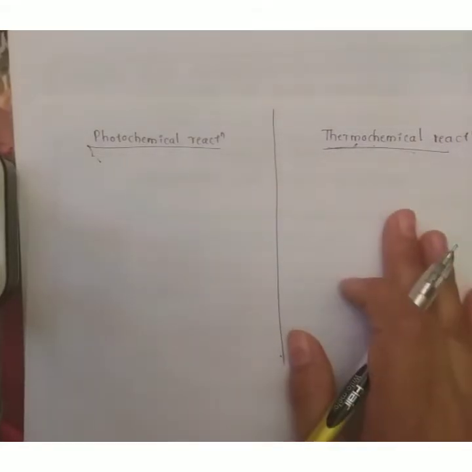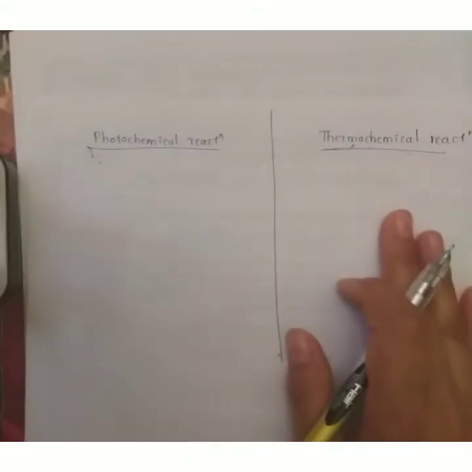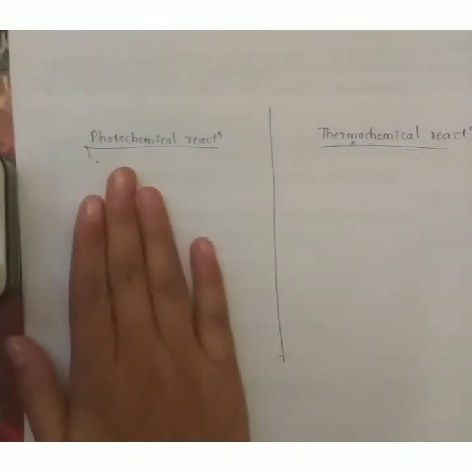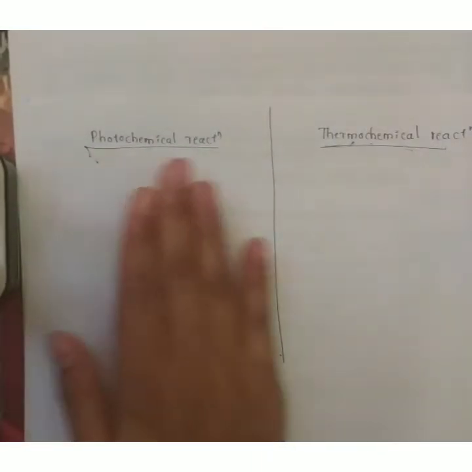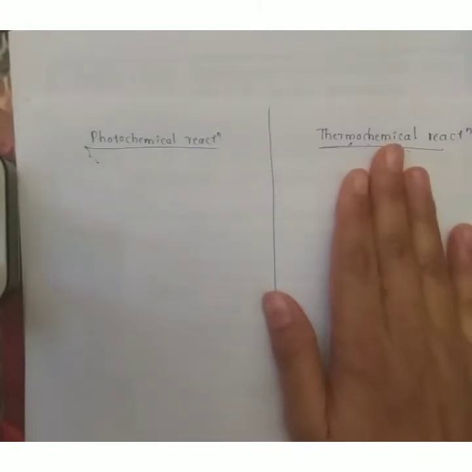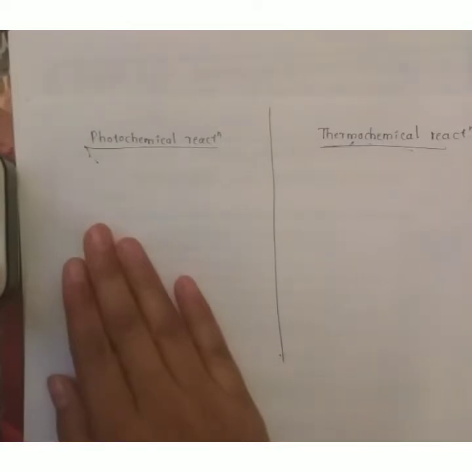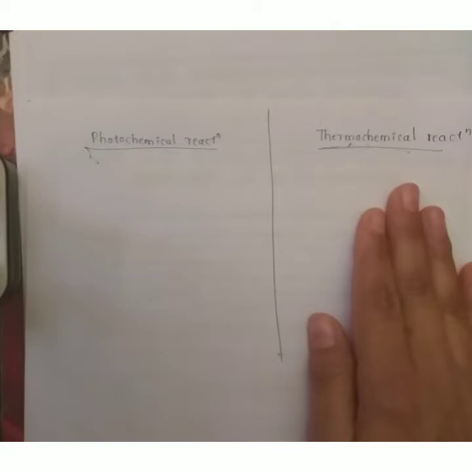Whereas in a thermochemical reaction, the reaction can take place in the dark as well as in light. To carry out a photochemical reaction, light is necessary, whereas for a thermochemical reaction there is no necessity of light, so the reaction may also be carried out in the dark. And the third difference is that temperature has very little effect on the rate of a photochemical reaction, whereas in a thermochemical reaction the temperature has a significant effect on the rate of the reaction.